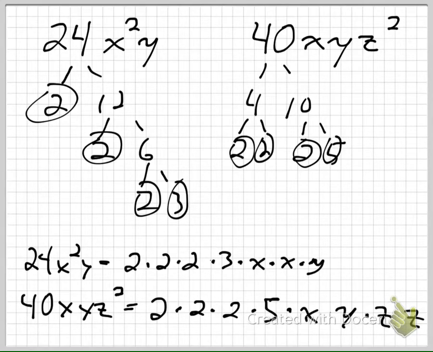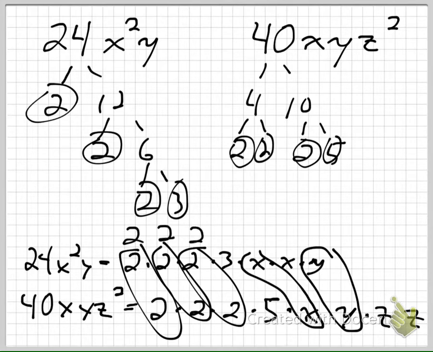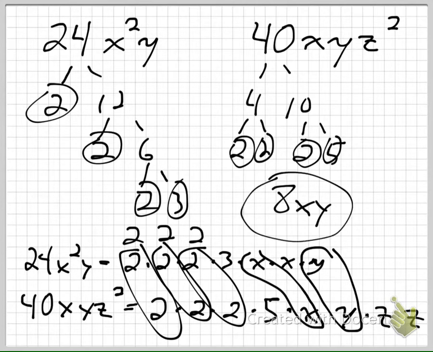What are the common prime factors? 2, 2, 2, x, and y. So then you're going to take these and multiply them all, right? 2 times 2 times 2 is 8, and then I have x times y, which is just xy. 8xy is the greatest common factor of 24x squared y and 40xyz squared. Does that make sense? Simply follow the instructions, follow the pattern.